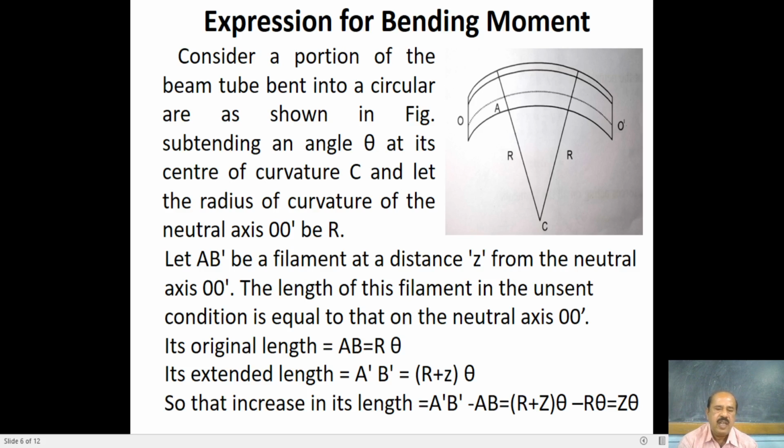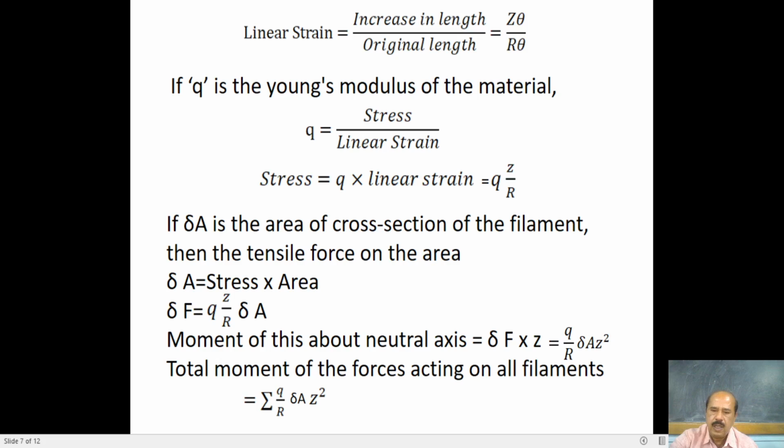So its original length AB is equal to R theta. This is nothing but an arc length. Its extended length is given by A'B', which is equal to (R plus Z) theta. The increase in length is A'B' minus AB, that is (R plus Z) theta minus R theta. If you simplify this, you will get Z theta.